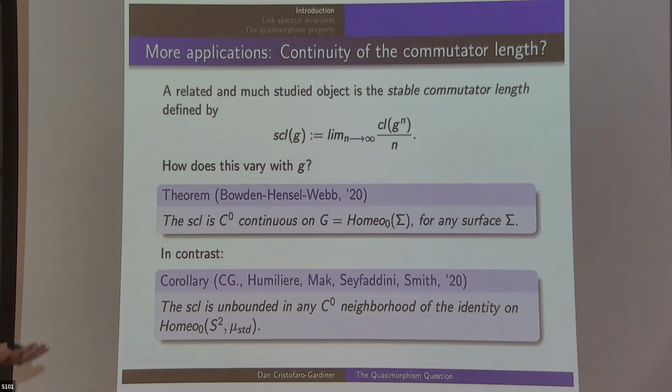Okay, well, maybe we discuss at the end if you want some more. But at any rate, to try to succinctly summarize, another way to think about this is that Bowden, Hensel, and Webb also have quasimorphisms.